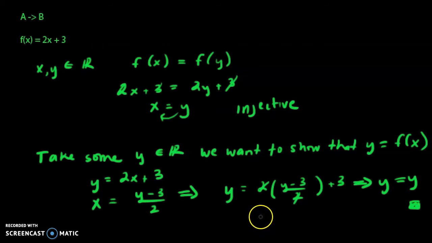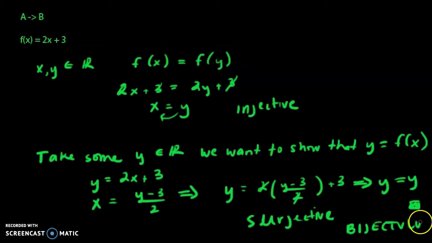And so by proving that it's both surjective and injective, we know that the function is bijective, and therefore the sets have the same cardinality.